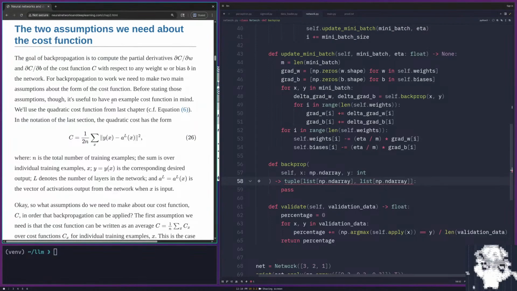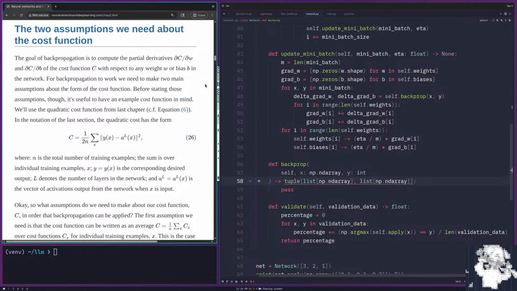The two assumptions we need about the cost function. The goal of backpropagation is to compute the partial derivatives, derivative of C with respect to W and derivative of C with respect to B, of the cost function C with respect to any weight W or bias B in the network. For backpropagation to work, we need to make two main assumptions about the form of the cost function.